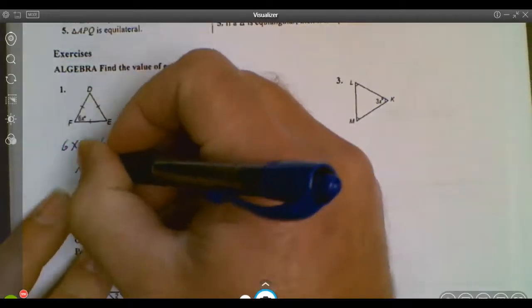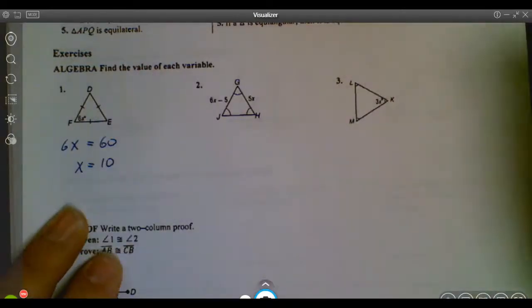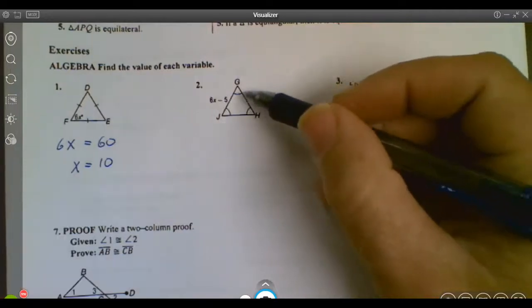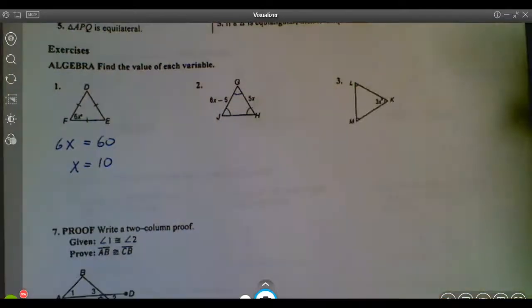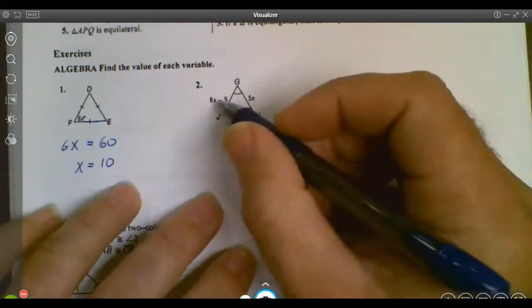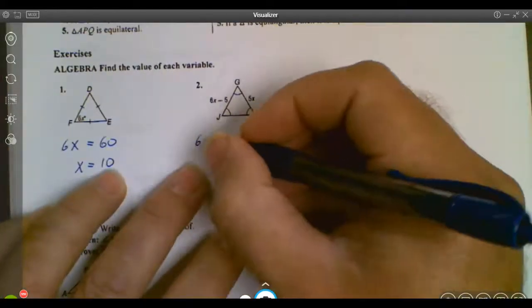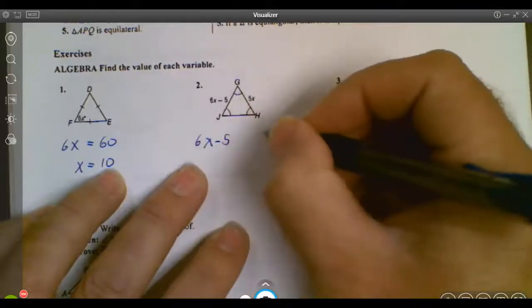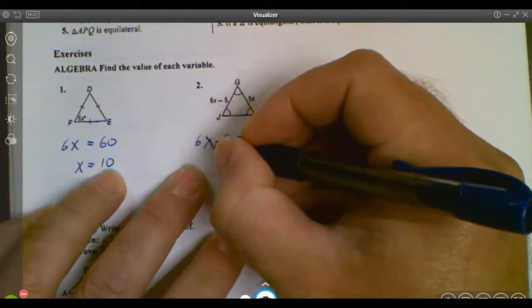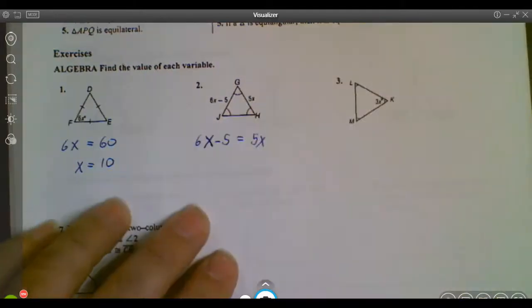Some simple algebra from there. We have our x. So again, guys, when I look at this one, this is equiangular, then it's also equilateral, which means all my sides are equal. So I can just pick any 2 sides, like this one and this one, and say that they're equal. All right, and then of course you could solve for x from there.